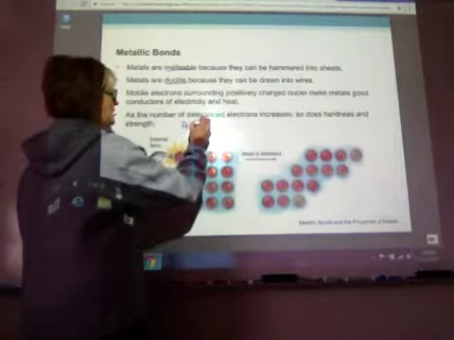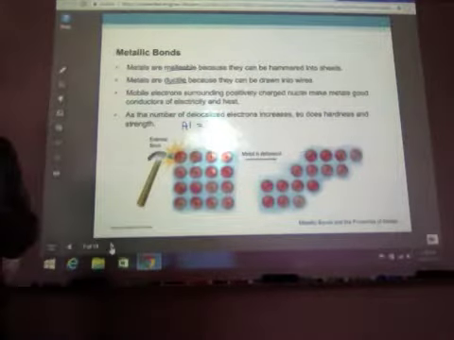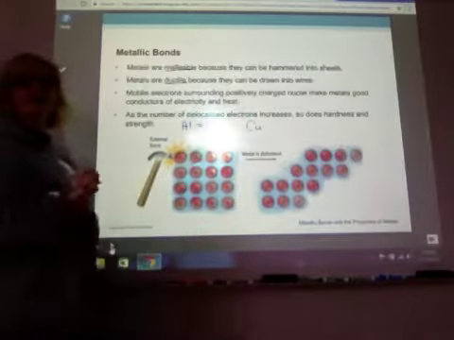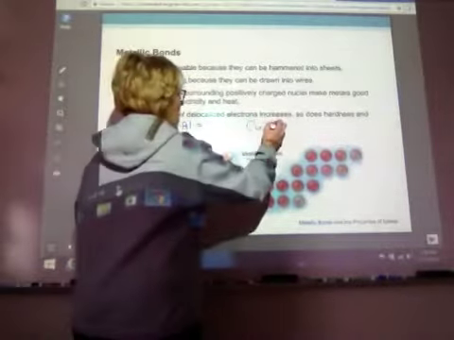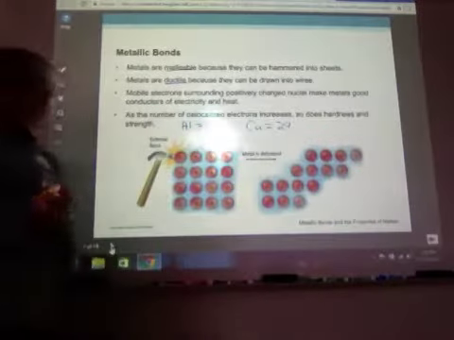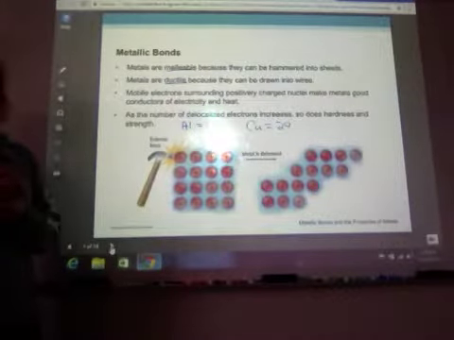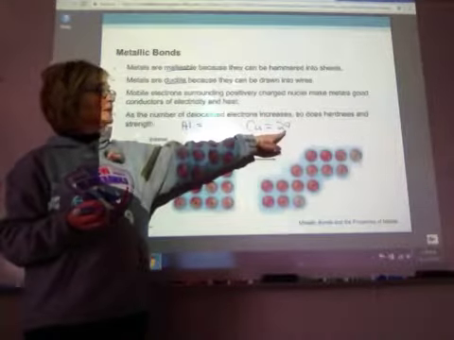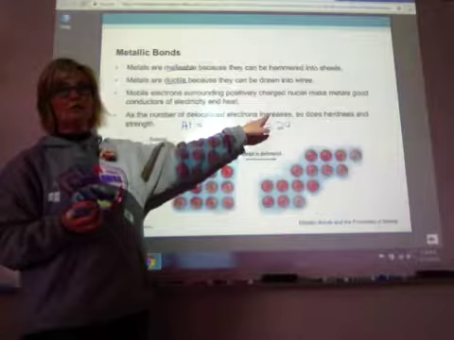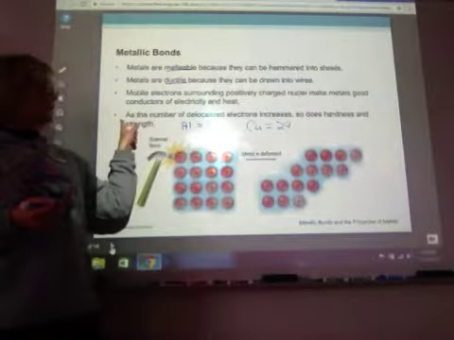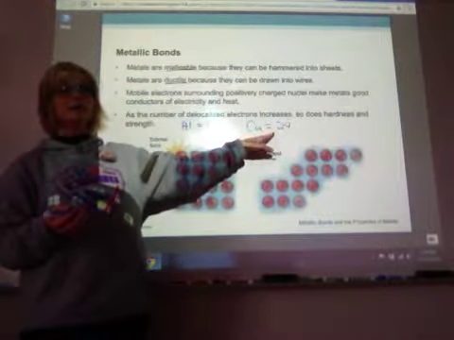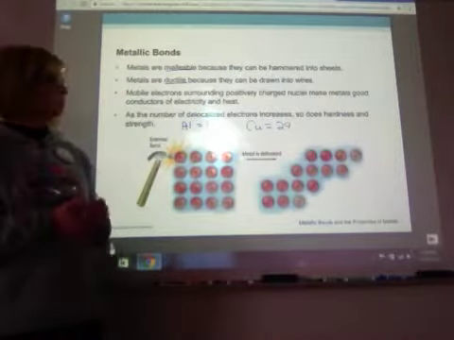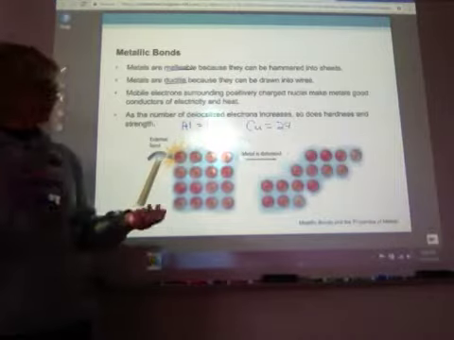what is the atomic number of aluminum? Look at copper. What's the atomic number of copper? Which one would be harder? Copper. As the number of electrons, if my protons increase, so do my electrons. So basically what this is telling you is the higher the atomic number, the harder that metal is going to be because it has more electrons.